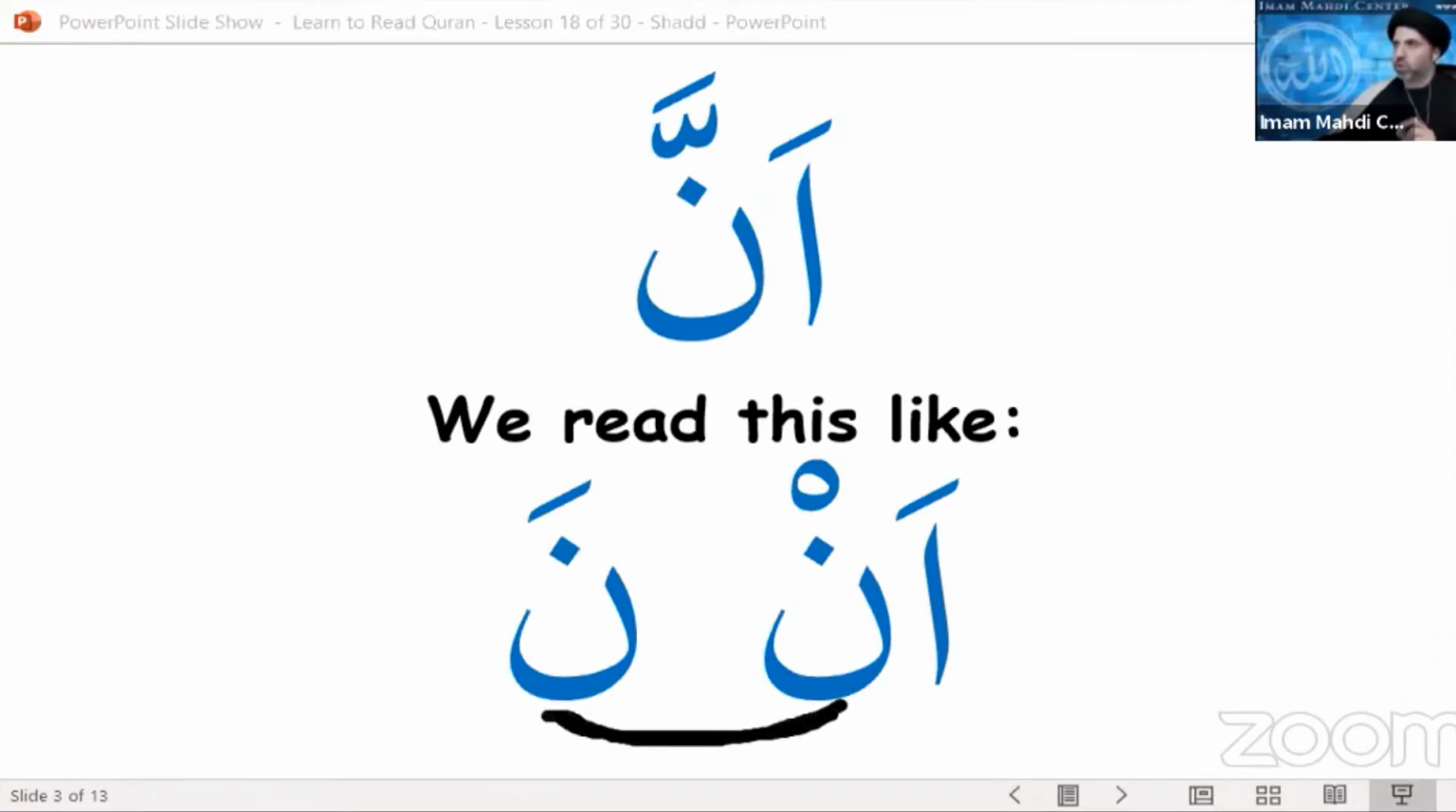So we do this with all the letters that have the Shad. Now, we don't always drag the sound of the letter very long, but we drag it just a little bit so that there's no break between connecting it to the letter on its right and pronouncing the vowel. So we say anna.